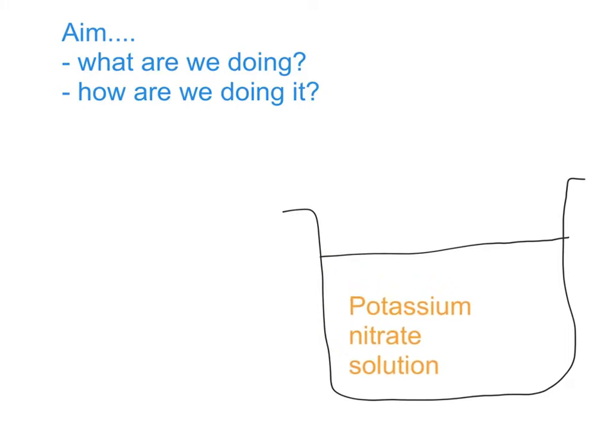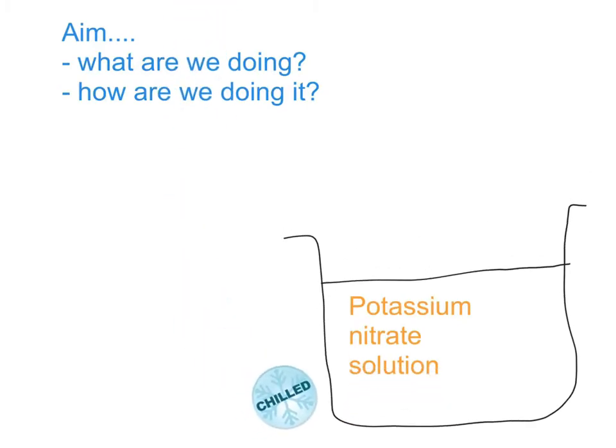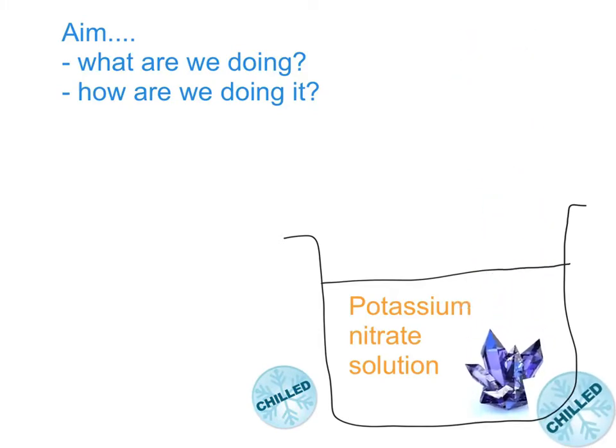Now, when that's slightly warm, it'll be completely in solution, so there'll be no crystals visible. But as you start to cool that solution down, so we're chilling it now, you'll see that crystals start to form. Here they are. So what we're going to be looking at is how the rate of cooling affects the size of the crystals of potassium nitrate that form.